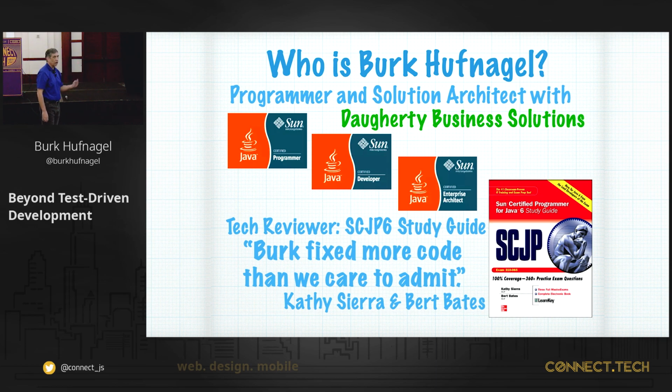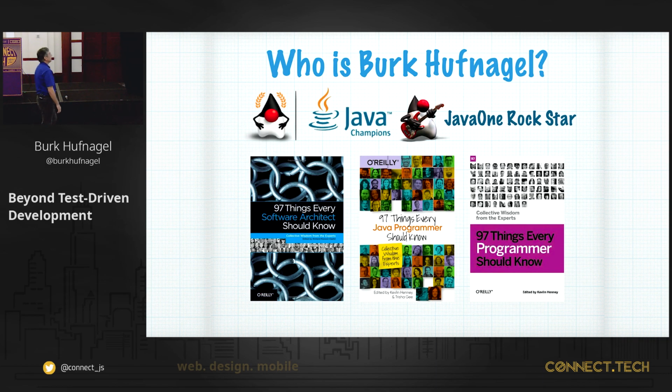Kathy and Bert were the authors of the exam. They wrote a book on how to take the exam, and then they gave me props for fixing their code. So I was like, oh yeah, I'm putting that on my resume. You know. So I've also been involved with Java a lot. I'm a Java champion. I got recognized as a Java rockstar, which basically means I was one of the top 20 talks at the JavaOne conference, which has like 100 and something talks going on. So that was really cool.